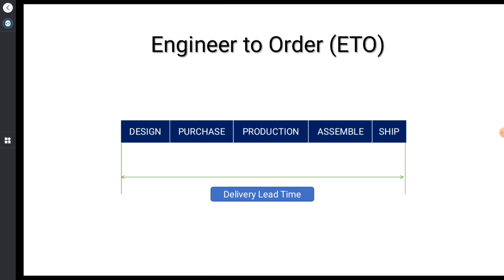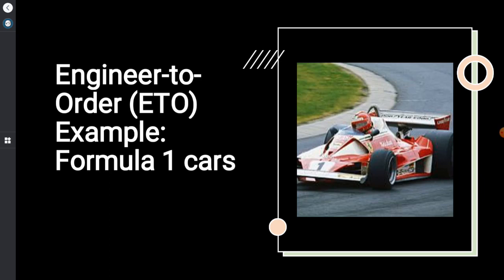So let's take an example of this strategy. Here we can see Formula One cars. Cars are one example of engineer-to-order products. Also, there are a lot of other examples, such as specially made and handmade furniture, such as power plant boilers, for example. They are considered engineer-to-order products.